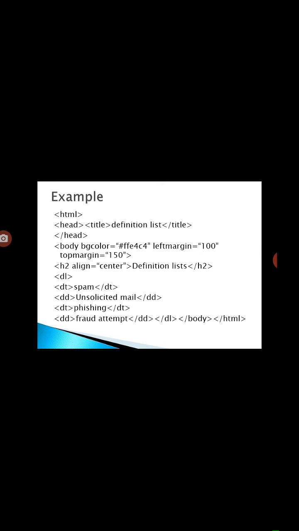Example for definition list. We can give the body tag, then an H2 definition list heading is given. Then I have given DL starts, the definition term is sperm, definition detail is given. Another definition term is fishing, detail is given. Then DL is closed, body is closed, HTML is closed. The output is like this. Definition list. Without giving any paragraph style, it is appearing as an indented style.